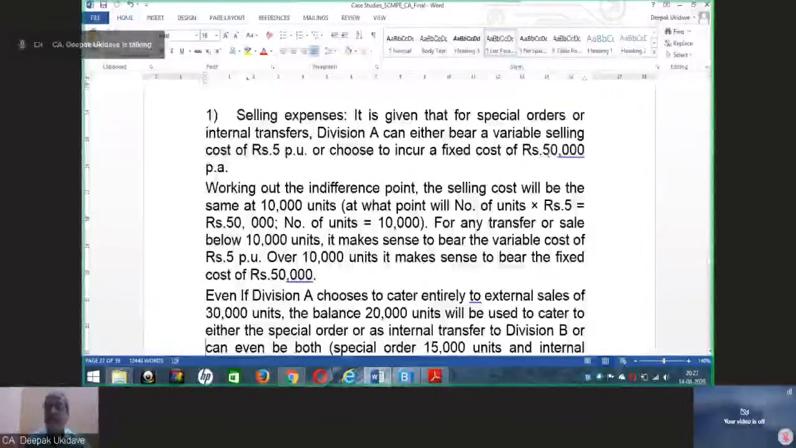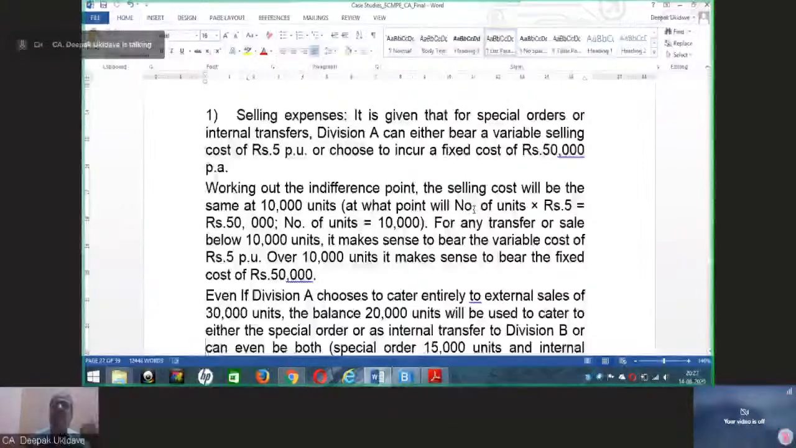Now, working out the indifference point. All of you know the point of indifference is nothing but the point at which both the costs are the same, right? It's a trade-off situation for division A. So selling cost will be the same at 10,000 units. At what point will number of units into 5 equal 50,000? Answer is 10,000 units, right? 5 rupees is the variable selling cost, and 50,000 is the fixed cost. So fixed cost 50,000 divided by 5 rupees variable selling cost.